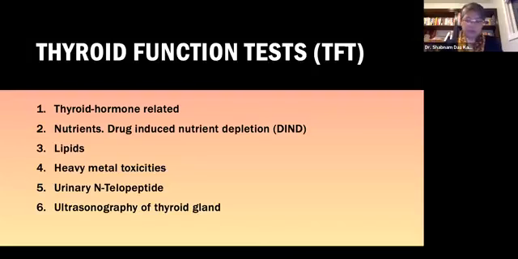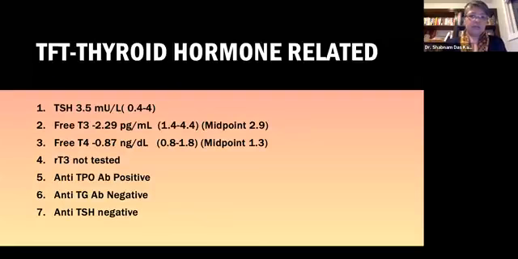Then we look at all these other areas. I'm going to rush a little bit because I'll run out of time. So this is a woman who is on Synthroid 50 microgram. Her TSH is 3.5. So hold that thought in mind. Is that normal?